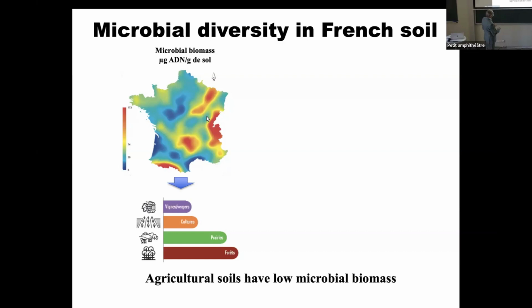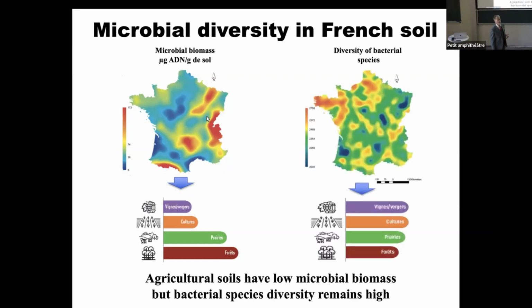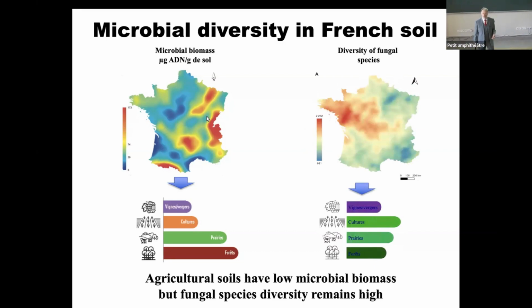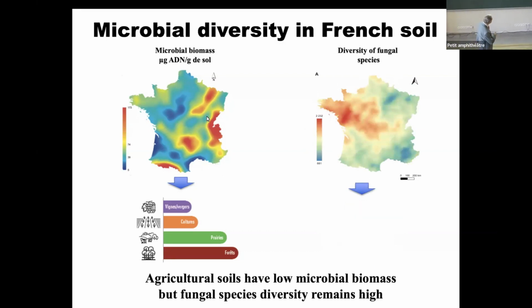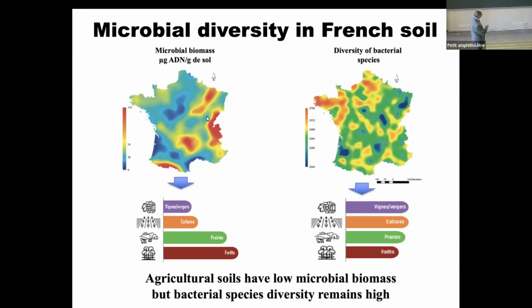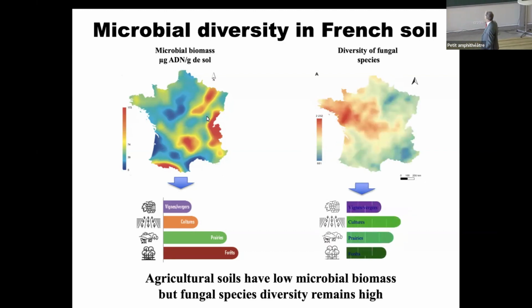Monospecific orchards, of course. If you now look at species diversity, for bacteria at least, or for fungi, by the way, clearly there is not a lot of variation, and the driving mechanism is not the farming, because this doesn't correspond to any farming practices. And the same for the fungi. It's more corresponding to other climatic or soil properties.